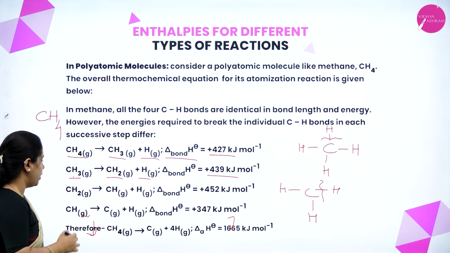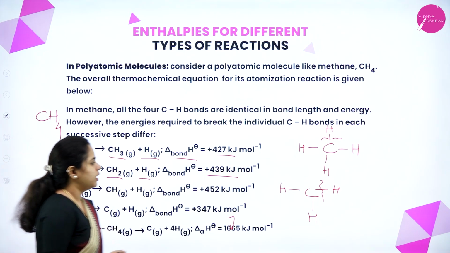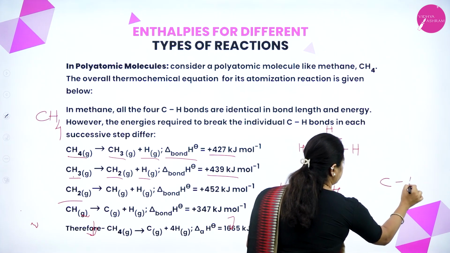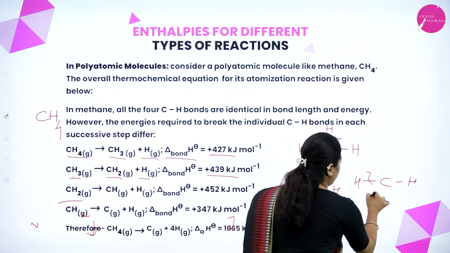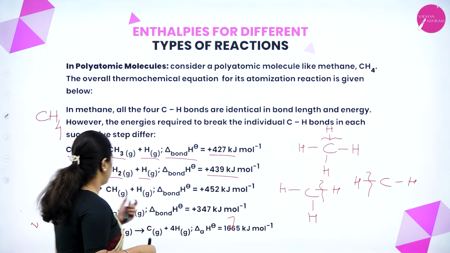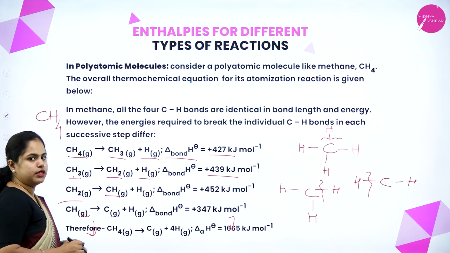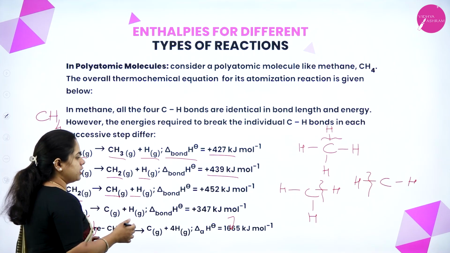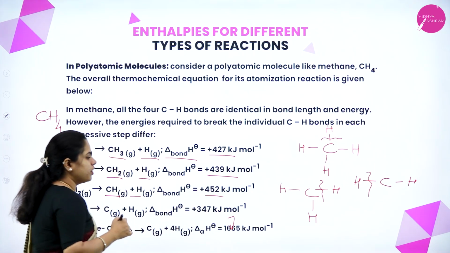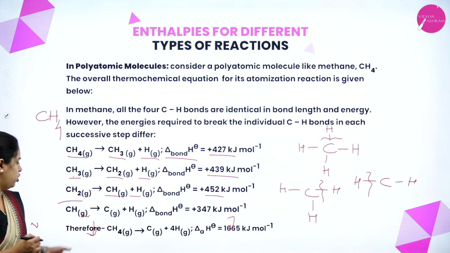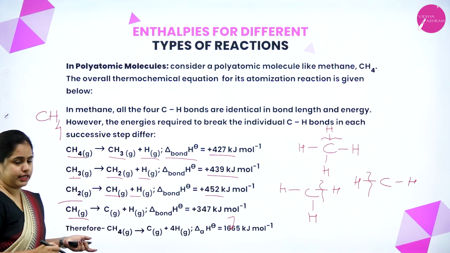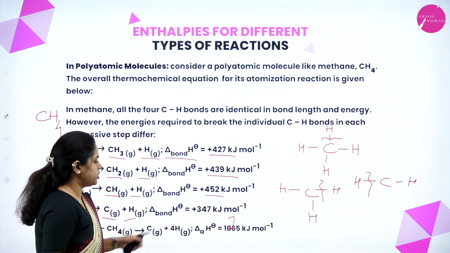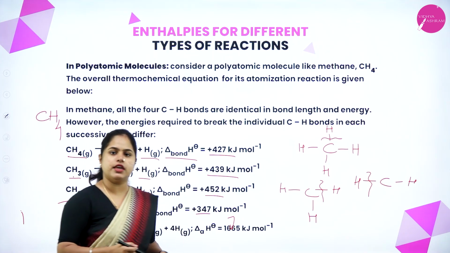So it will be plus 439 kilojoule per mole, right? And the next one will be from CH2, right? Now already this bond is gone. Now there are only 2 hydrogen bonds. Now out of this, one will be breaking. So what happens? CH2 gets broken down into CH and H. So the bond dissociation energy again will increase. It will be 452 kilojoule per mole. And the last one will be from CH, right? Broken down into carbon and hydrogen. And the bond dissociation energy will be 347 kilojoule per mole.